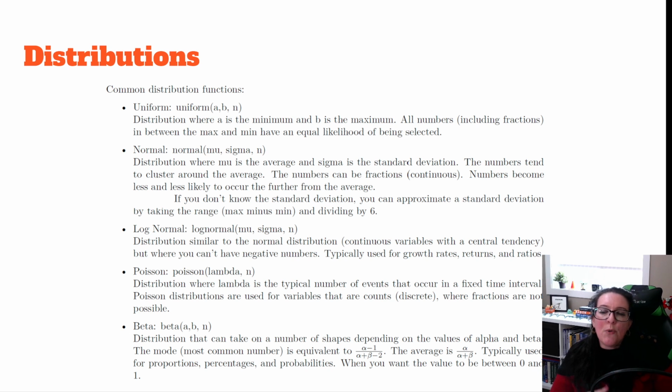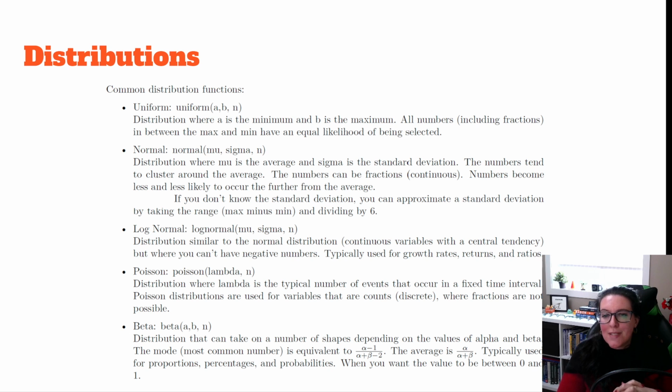Now, if you don't know the standard deviation, so you know your data has kind of a central tendency, an average, but you're really not quite sure what the standard deviation is, you can actually estimate the standard deviation.